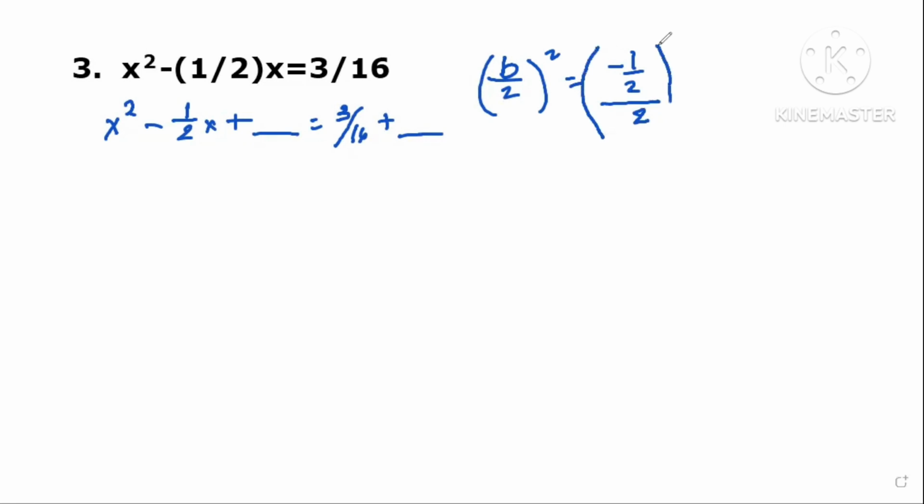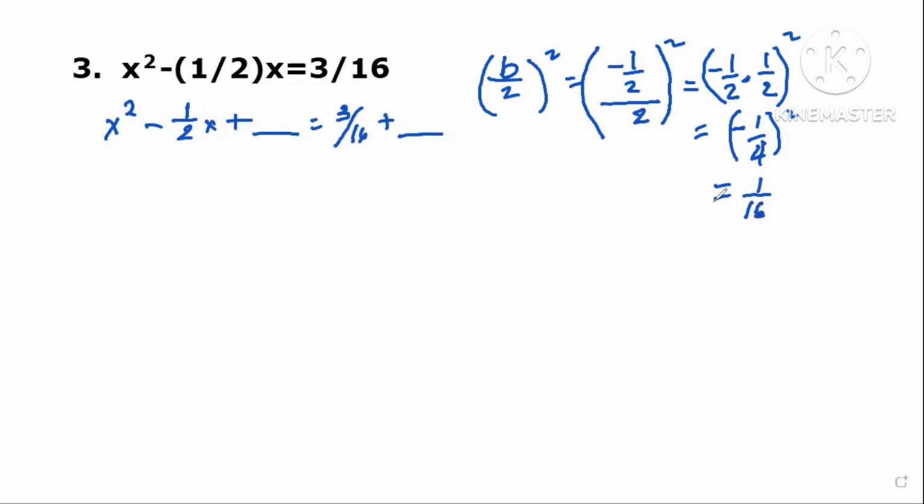Okay, now, how do we divide fractions? We divide by multiplying the numerator, which is negative 1/2, by the reciprocal of the denominator. Denominator is 2, ang reciprocal niya ay 1/2, so that's negative 1/2 times 1/2, and then do not forget to square. Now, negative 1/2 times 1/2 is negative 1/4, and then we square, ang labas niyan ay 1 over 16.